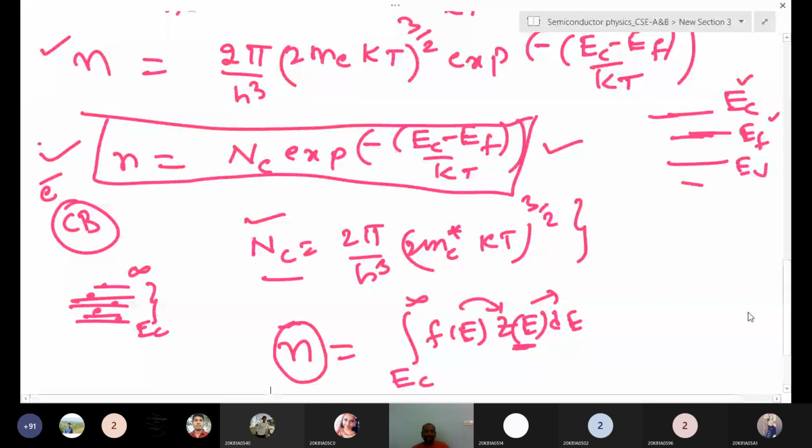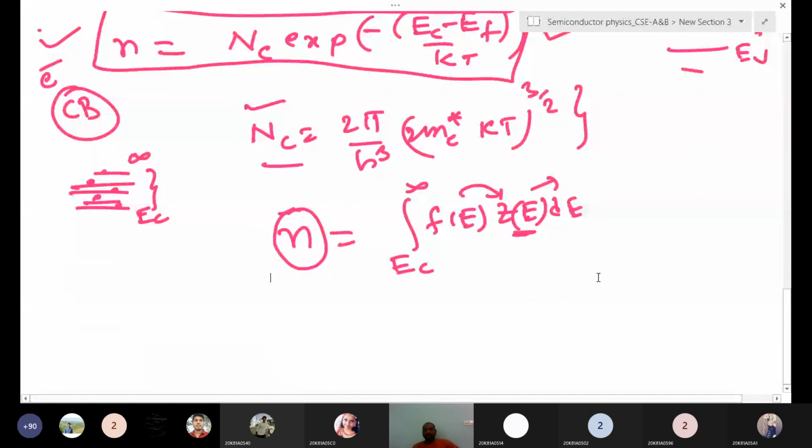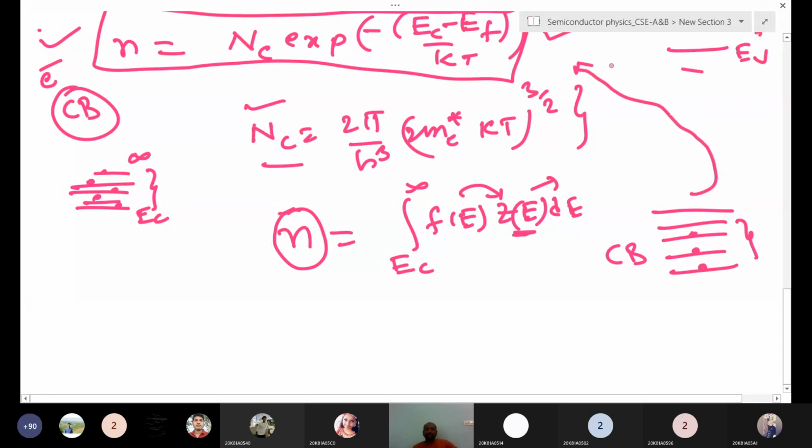You got it, right, what we have calculated? Just here we have energy levels in the conduction band. This is the conduction band. Here we have a number of energy levels. Within these energy levels, some free electrons are there. How many electrons are there, we don't know. That electrons we have estimated. The formula is given by this expression.